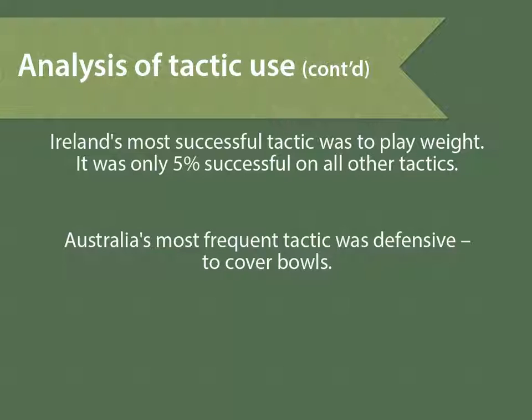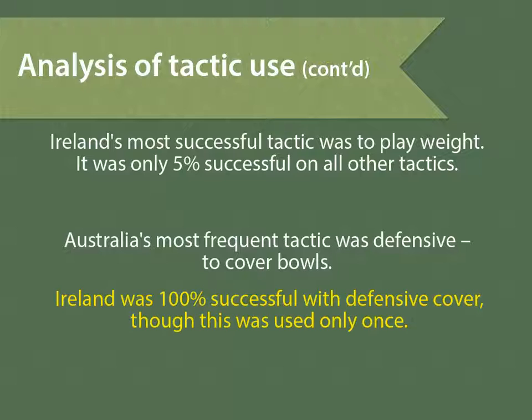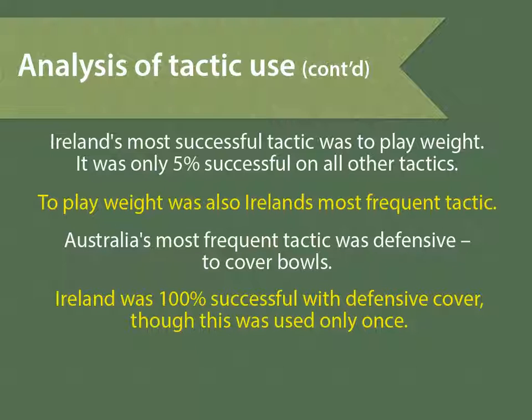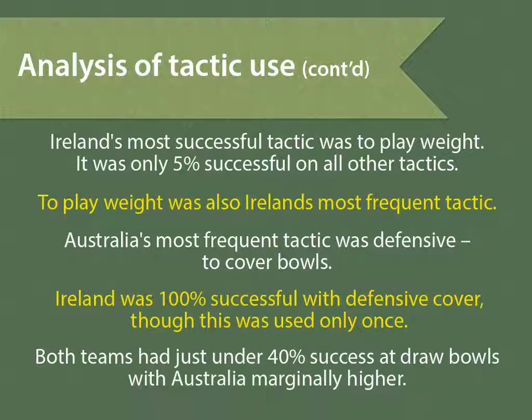Australia's most frequent tactic was defensive, to cover bowls. Australia was 100% successful with defensive cover, though this was only used once. Ireland's most frequent tactic was to play wait. Both teams had just under 40% success at draw bowls, with Australia marginally higher.